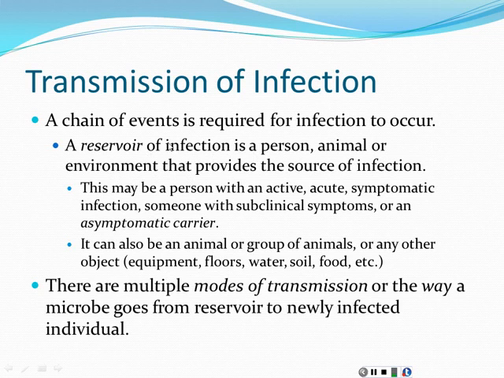A reservoir might be a person. It might be an infected animal. And in terms of environment, there are some bacteria that live preferentially, like in the soil, for example. The tetanus bug likes to live there, so it's always there. It's always a reservoir for infection.